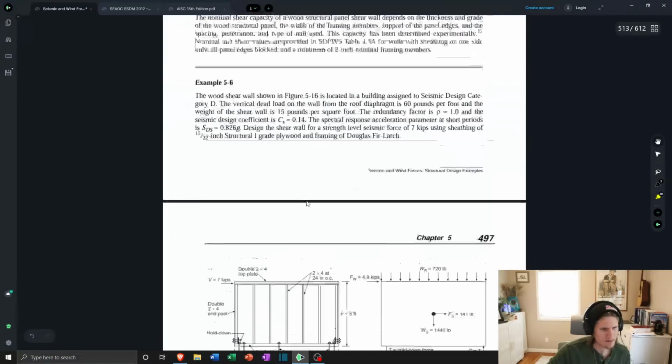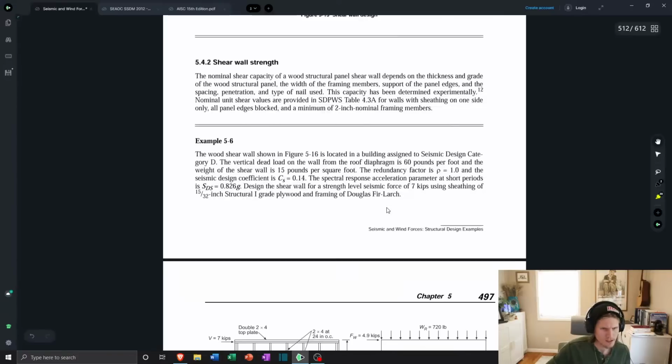Type 15-30 second grade 1. We'll design the shear wall. Okay. So they gave us the sheathing. Now we need a nailing pattern. Structural 1 grade.